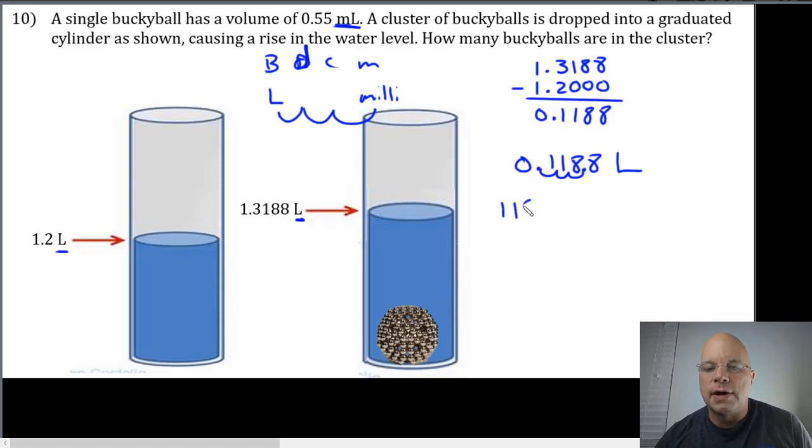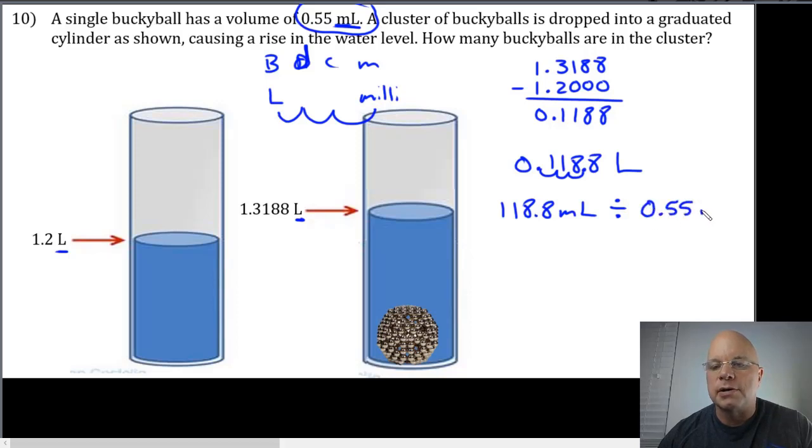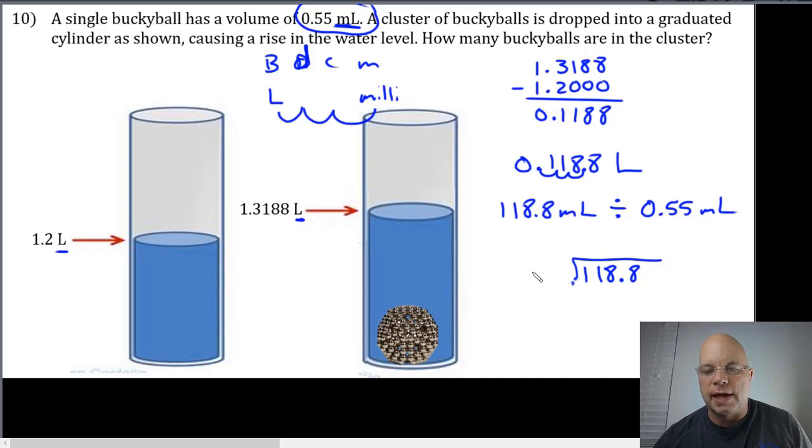So now I have 118 and 8/10 milliliters. That's equivalent to the number of liters we showed before. And I want to know how many of these 55 hundredths milliliter balls are in this 118 and 8/10 milliliters. So that's division. I'm going to divide the 118 and 8/10 milliliters by 55 hundredths milliliters to find out how many buckyballs are in this cluster. So now we have a decimal division problem. 118 and 8/10 is my dividend. My divisor is 55 hundredths, and we don't like that. We'll deal with that in a minute.